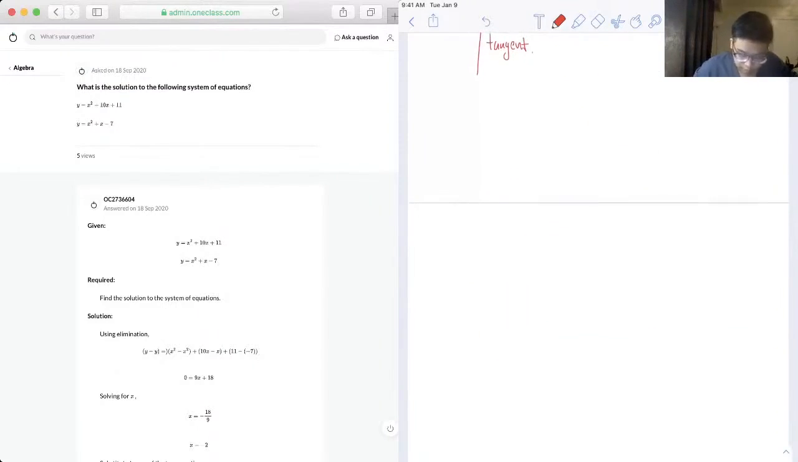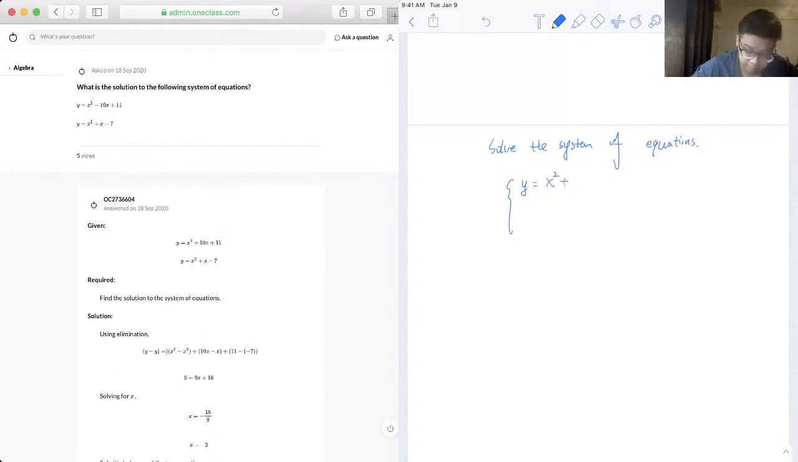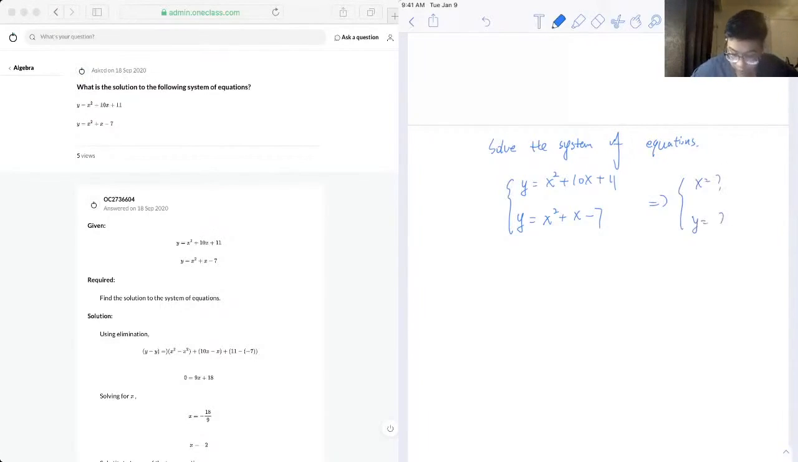So coming up, we have our next question. We need to solve the system of equations. So we have y is equal to x squared plus 10x plus 11, and y is equal to x squared plus x minus 7. Right? Okay, and we want to find what x and y are.